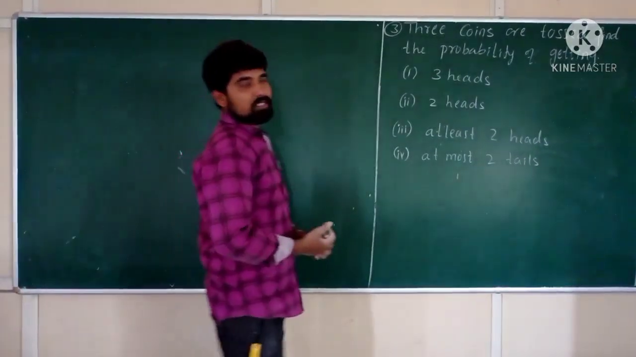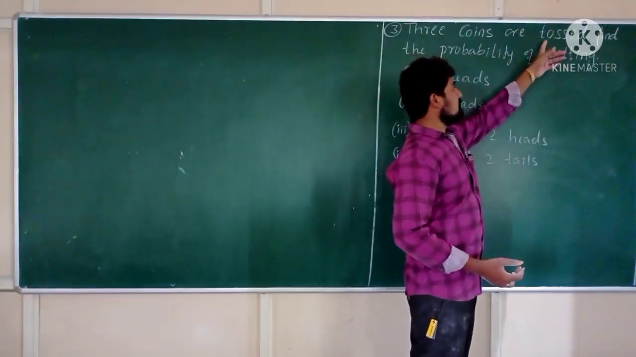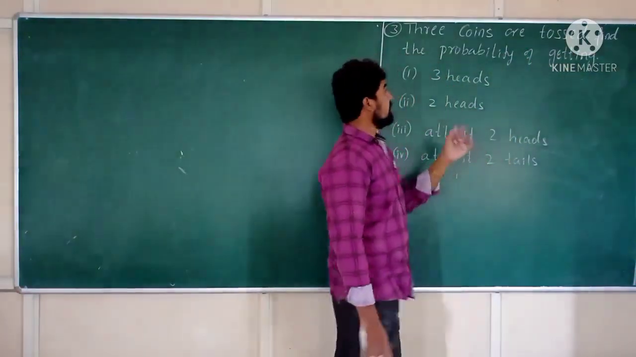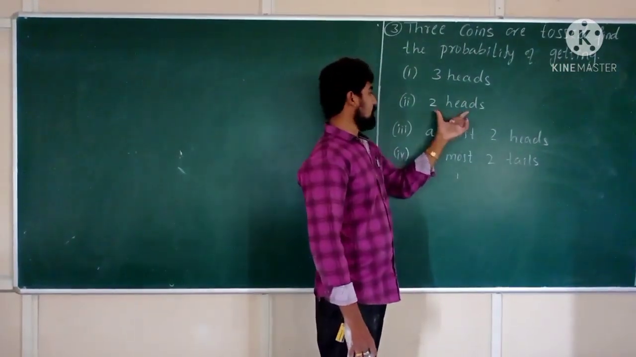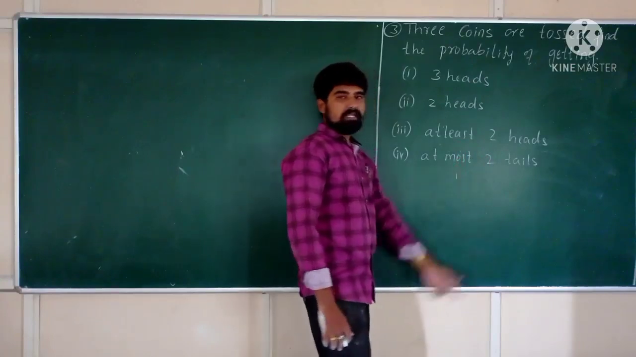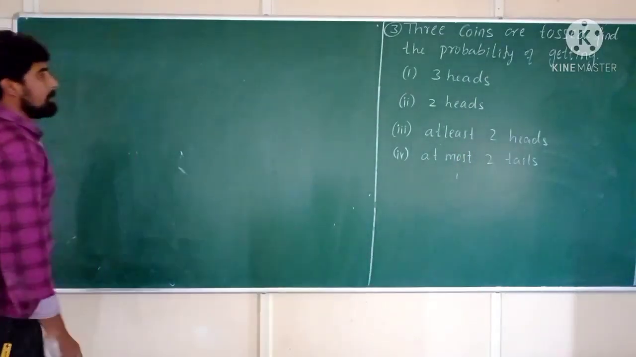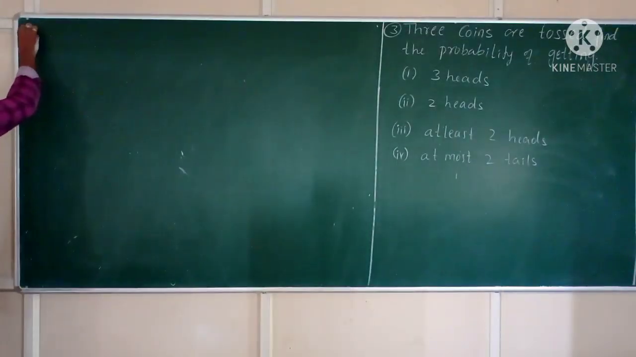Now the third question. 3 coins are tossed. Find the probability of getting 3 heads, 2 heads, at least 2 heads and at most 2 tails. Let's start the solution.